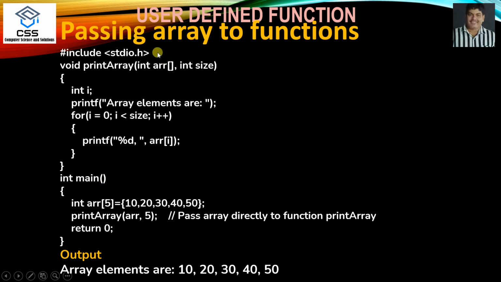Because the calling module and called module variable names may be the same or different, here it is the same. 5 as the array size will be stored in the size variable. Now you iterate 5 times to display the elements. 0 is less than 5, yes. ARR of 0 means how much? 10. I incremented by 1, 1 is less than size, ARR of 1 means 20. Like this, 5 elements will be displayed.